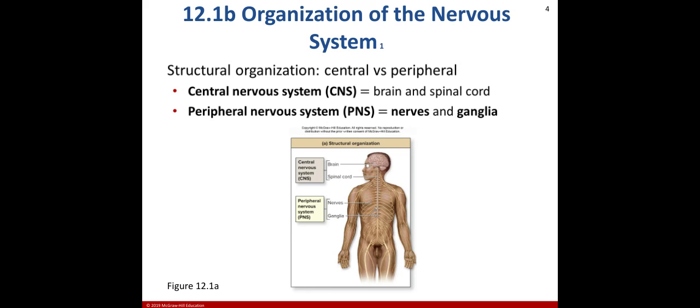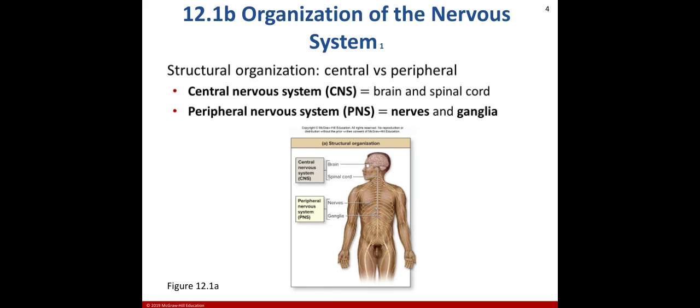When we talk about the nervous system, we break it structurally into two parts. We will have the central nervous system that we call the CNS, and that is going to consist of just the brain and spinal cord. And I try to remember that the central nervous system is the brain and the spinal cord because that's sort of like the center of your body. If that helps, go with it.